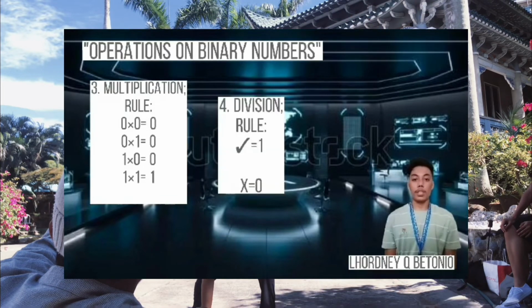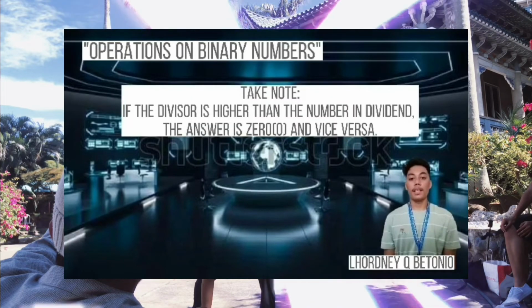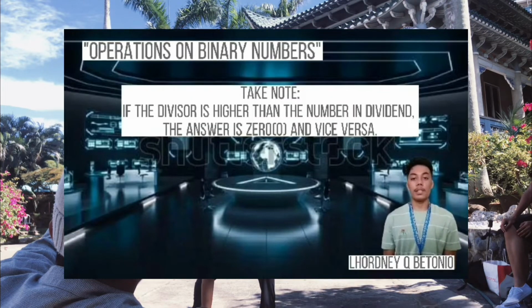And lastly, the division. In dividing binary numbers, we also have to follow a certain rule. On its rule, if it is okay to divide, the answer is always 1, and if it's not okay to divide, the answer will become 0. Take note, if the divisor is higher than the number in the dividend, the answer is 0, and vice versa.